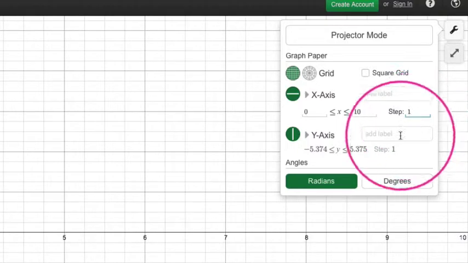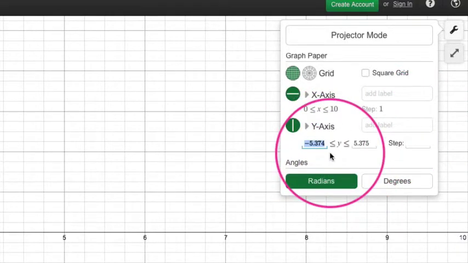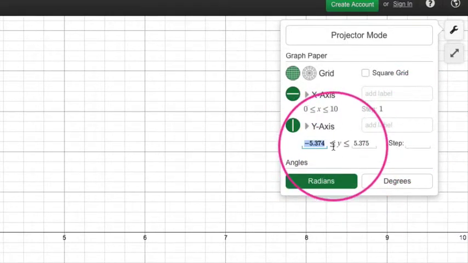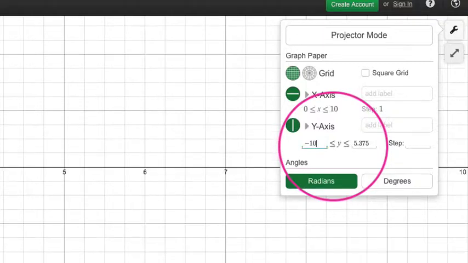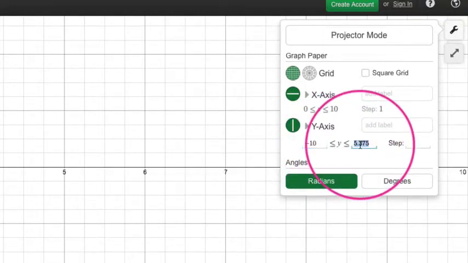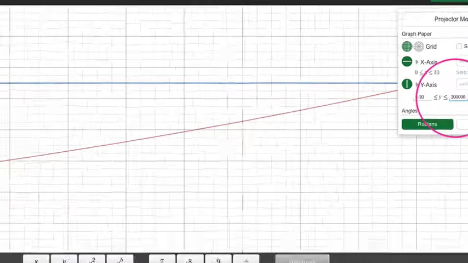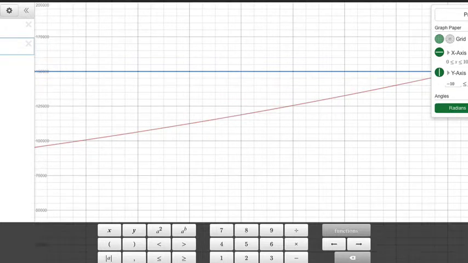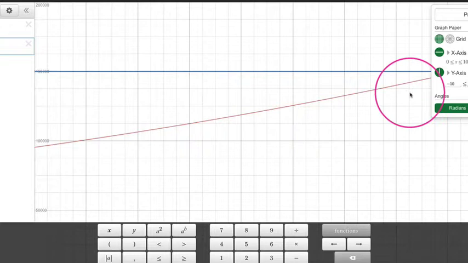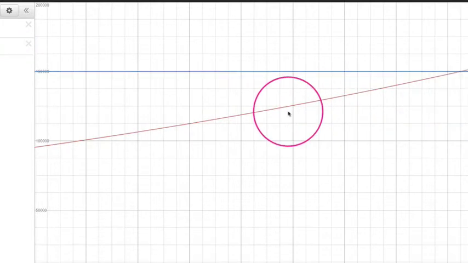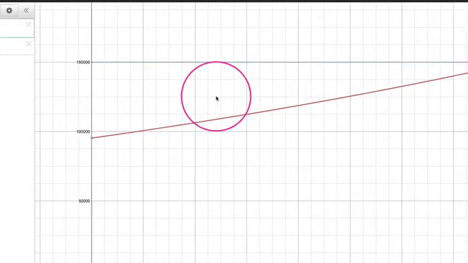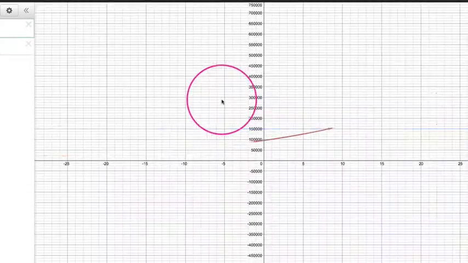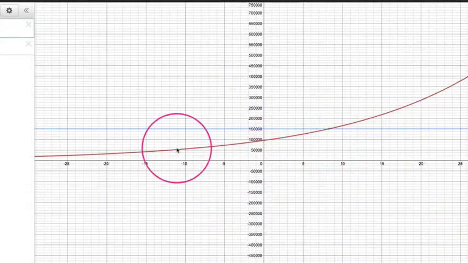We'll go by ones. And then on our y-axis, well, negative 5.374, that'll help us see the, well, let's go negative 10. That'll help us see the x-axis when we're going up to like 200,000, because we had to go up that far to see the graph. So going up to 200,000, why don't I go by 50 thousand. I'll go by that amount. Okay, and so I'm actually going to have to move this a little bit here if it'll let me. And if you zoom out, you can really see that this is a growth model over time.